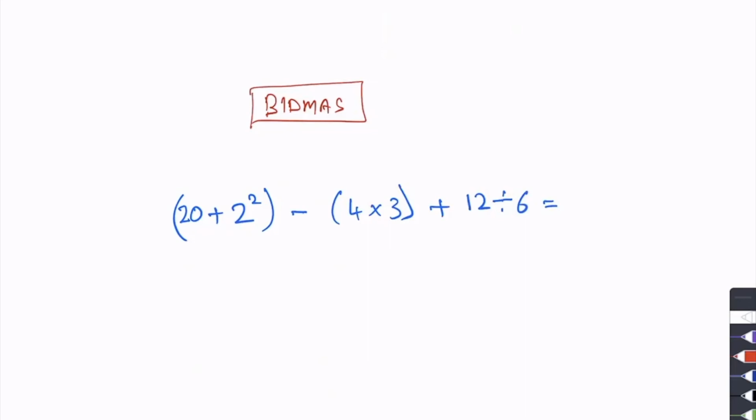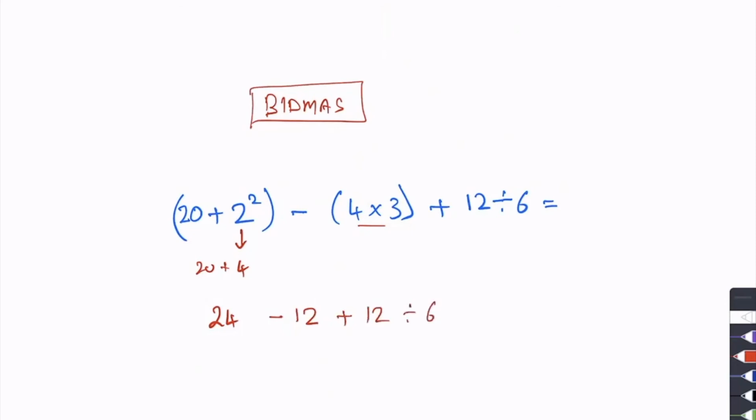So if I was looking at 20 plus 2 squared, looking at BODMAS, the first thing I see there are indices. So I have to do 2 squared, which is 4, plus the 20. Well, that bracket now gives me 24. Take away the second bracket. Now that is 4 times 3, which is 12. Plus 12 divided by 6.